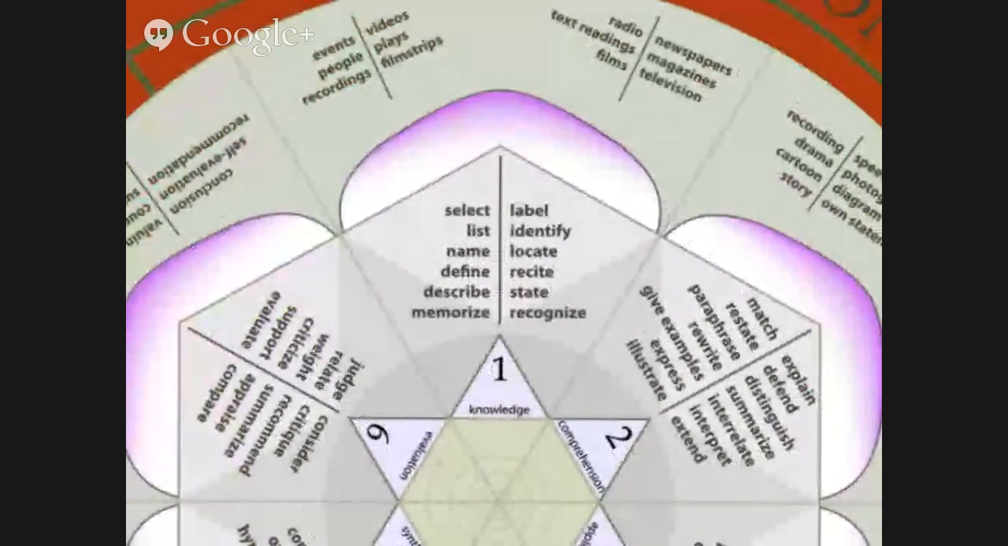Knowledge, the basic level, right? Memorization, select, list, name, define, describe, memorize. Okay, don't get me wrong, this is important. I ask my students to define. I make sure that they write down the definitions for important terms. But this is the starting point. This is not where I want them to end up.